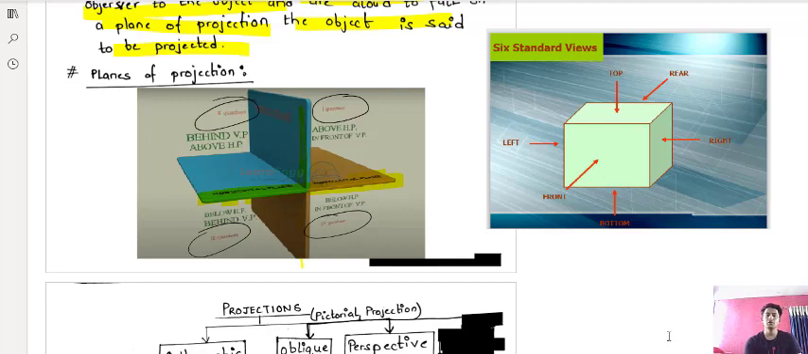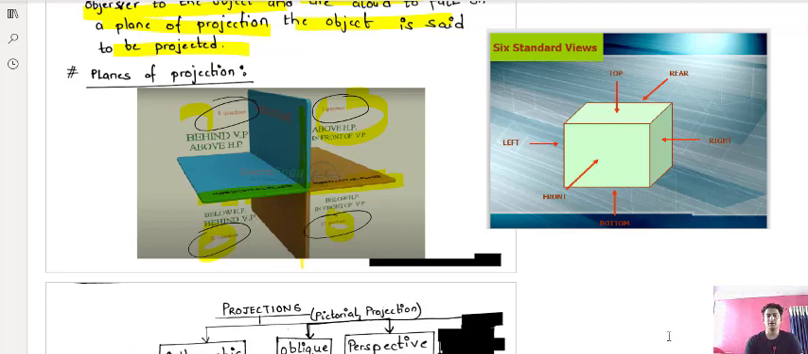Okay. So when the object is in the first quadrant, how will it be plotted, and when the object is in the second quadrant, third quadrant, or fourth quadrant, how will it be plotted? So there are different views by which you can see any object. What are the views that you can see?